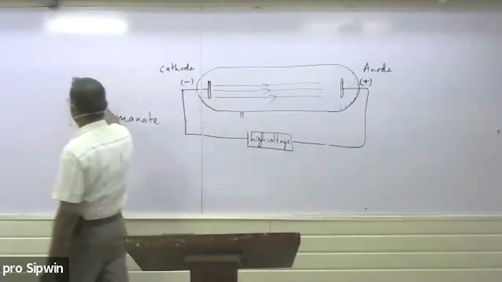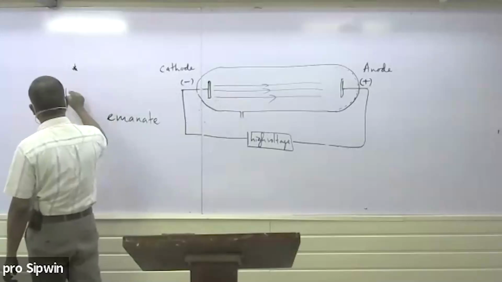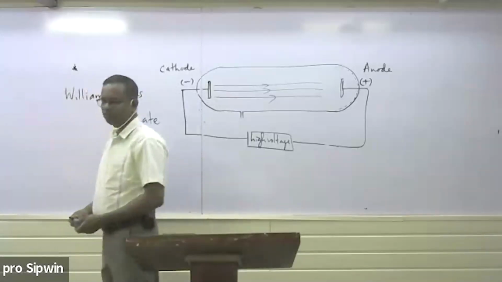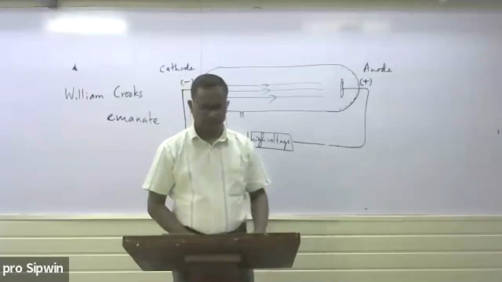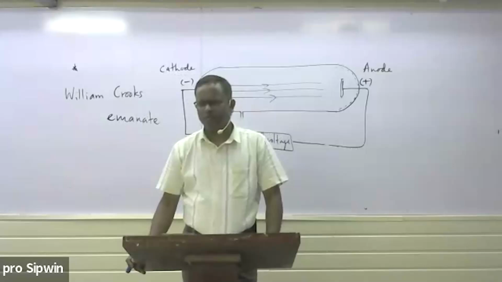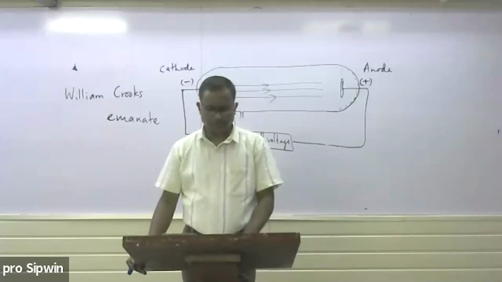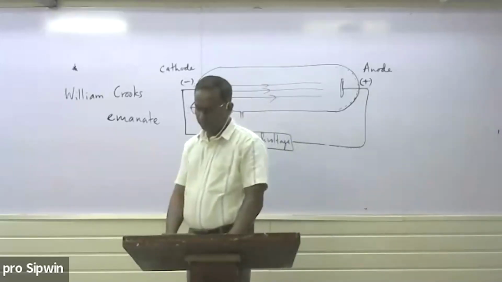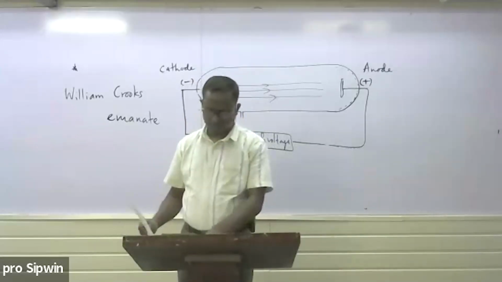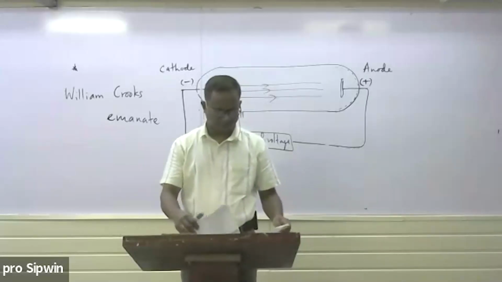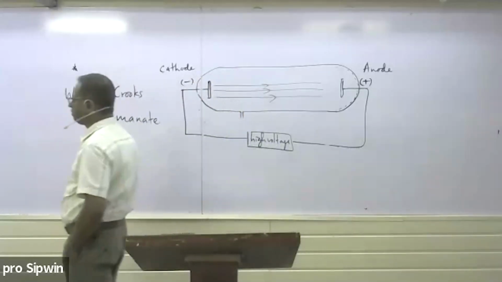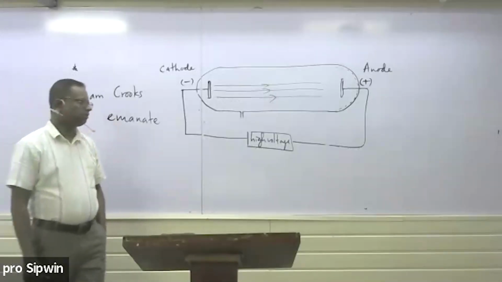With an asterisk mark like this: William Crookes is the person who discovered the cathode rays. Next line.